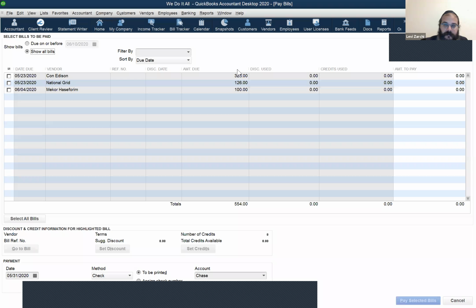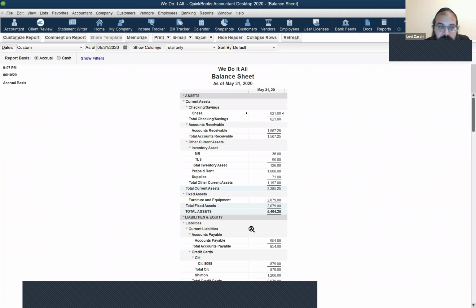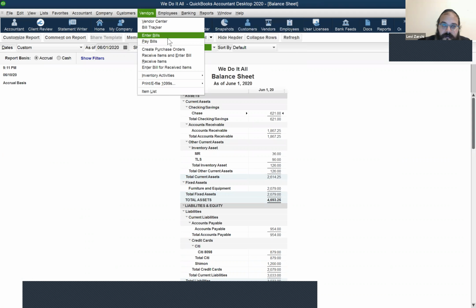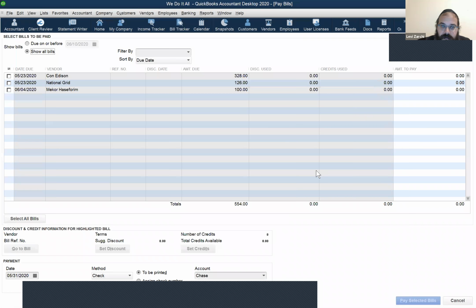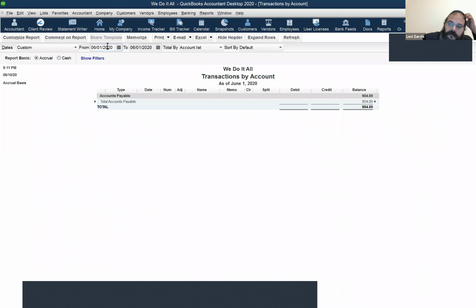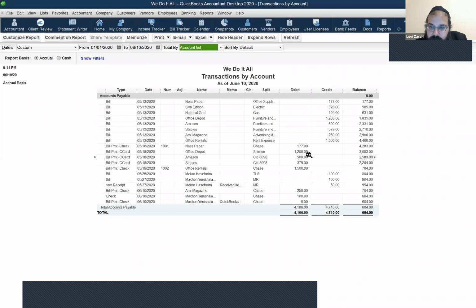Okay, so right now we have $554 of bills left open. That's what accounts payable should be on the balance sheet. Accounts payable shows here 954. Let's go plus and see what happened here. Why is accounts payable 954? It's going from the previous period. Let's see, who was unpaid here? Unpaid. Let's put today, maybe go because it's for June 1st. And it shows 604 as of today.